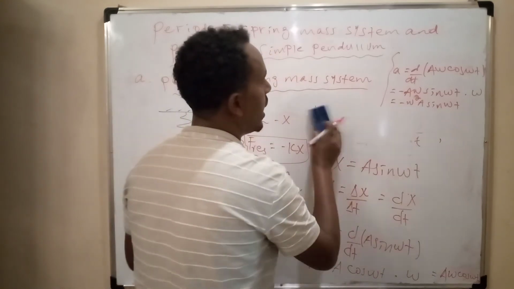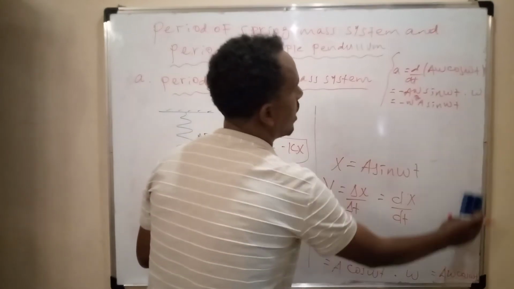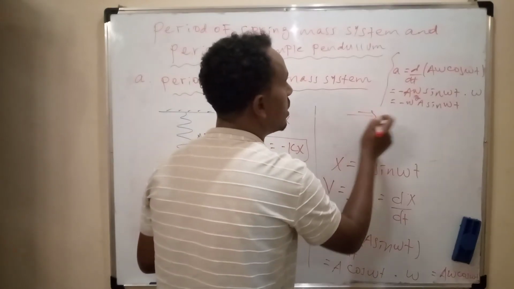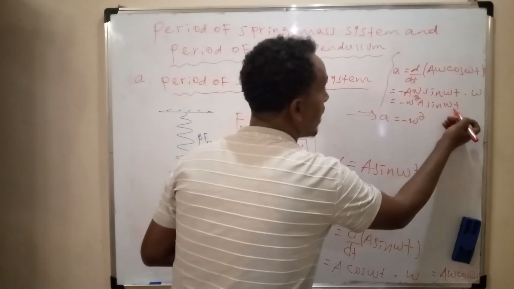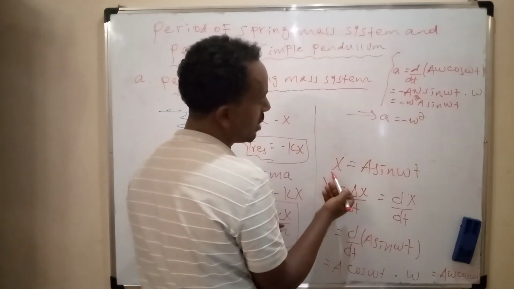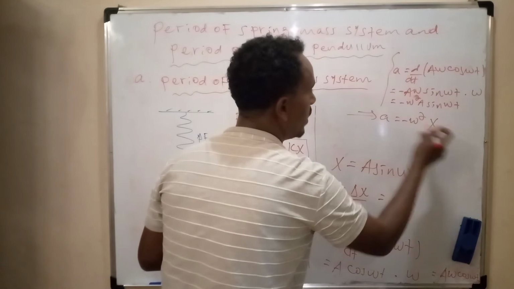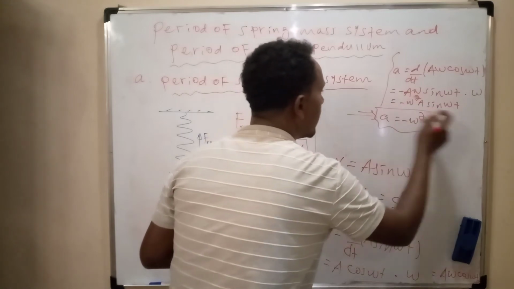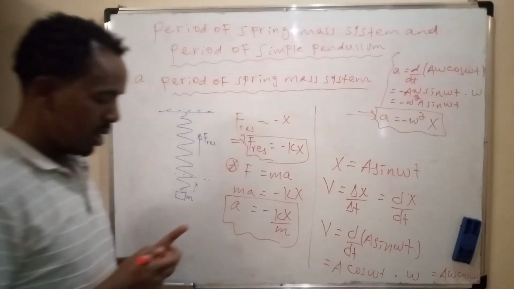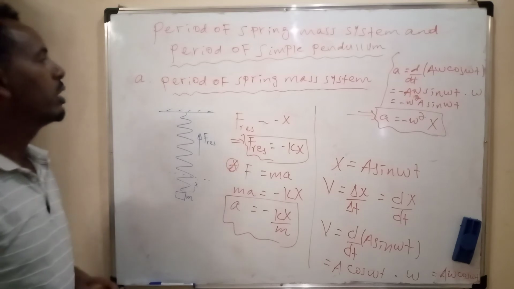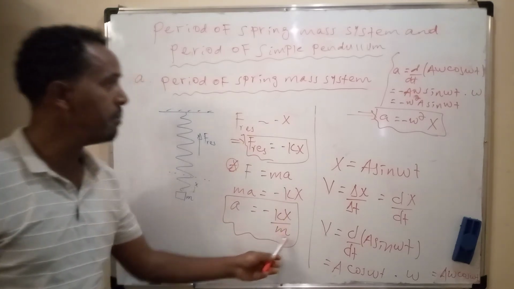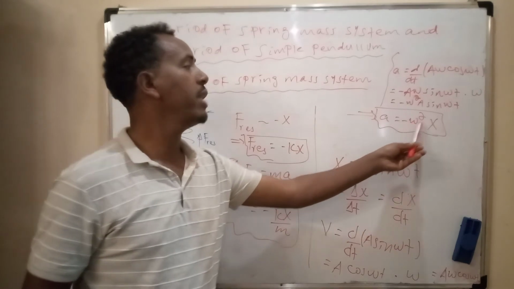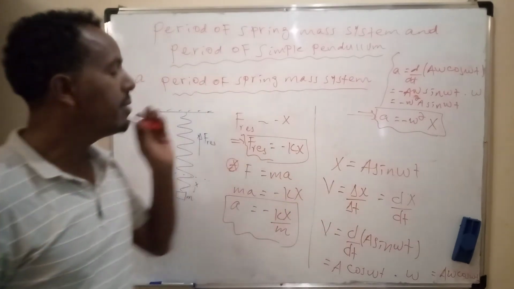Finally, acceleration is equal to minus omega square times x, where a sine omega t is substituted by displacement. This is acceleration for simple harmonic motion. So acceleration is equal to minus kx over m, and acceleration is also equal to minus omega square times x.